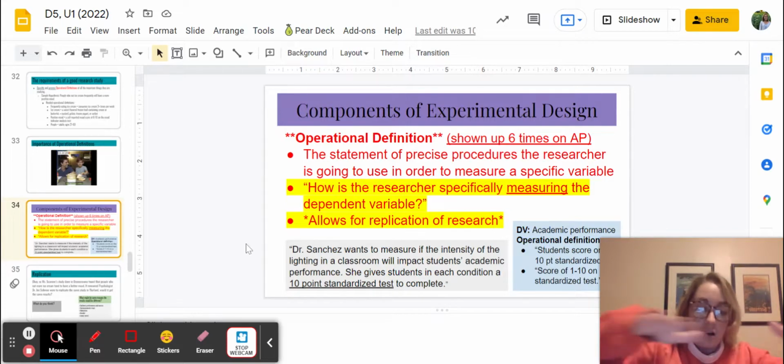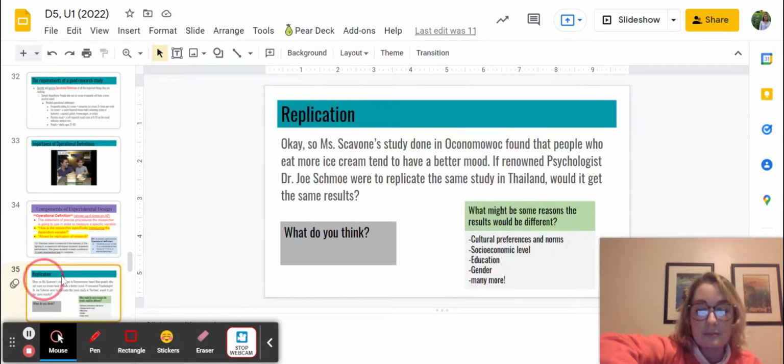We need to all have the same thing, that everyone should be receiving the same 10-point standardized test to assess their academic performance, right? You need to specify, are we looking at their GPAs, if they go up over time? Are we looking at how they do on a test? Are we looking at their classroom participation, right? You need to all be on the same page in how you are assessing or measuring their academic performance, that dependent variable. So AP will ask you to identify the dependent variable and then operationally define it. So, academic performance, and then their score on a standardized 10-point test.